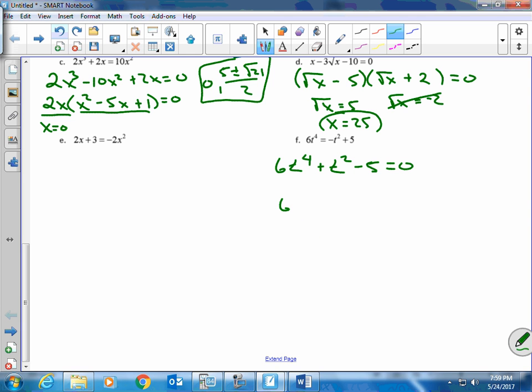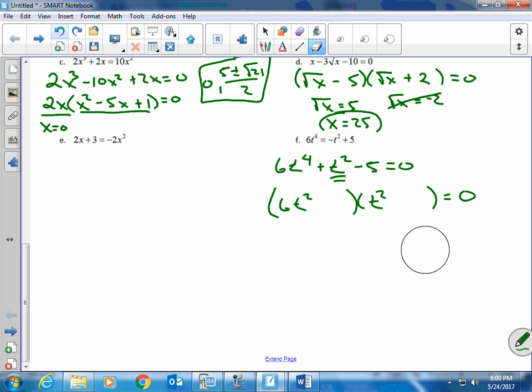So, factors of 6t to the fourth are 6t squared and 1t squared, or 3t squared and 2t squared. Okay? I guess you could say technically that it could be this, because t to the third times t is t to the fourth. But I don't want to do that because I want t to the second power in the middle, and this here won't give me that. It'll give me a mess. All right.